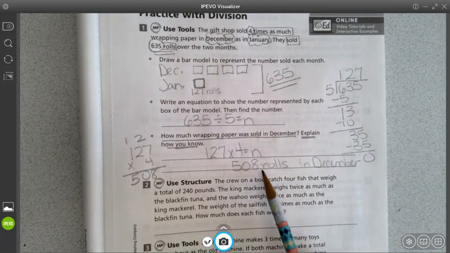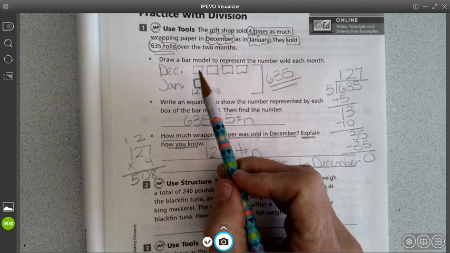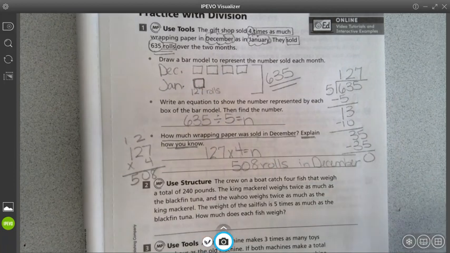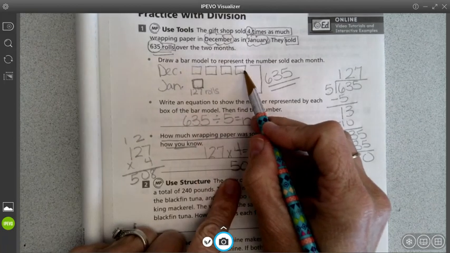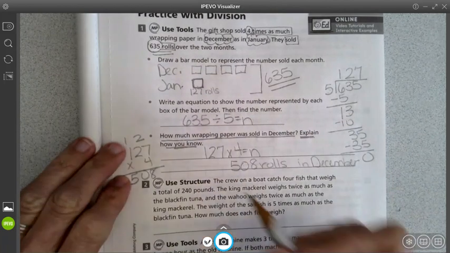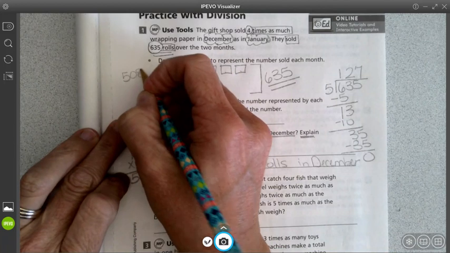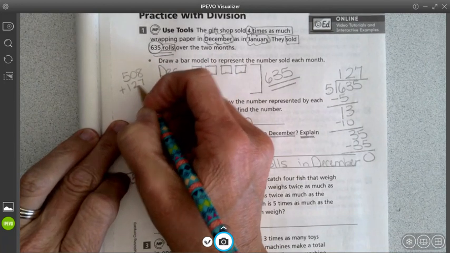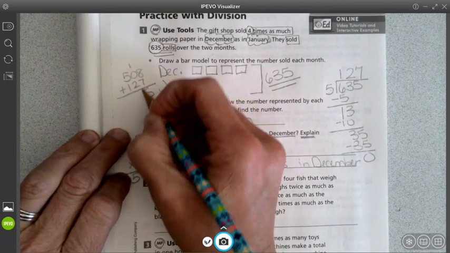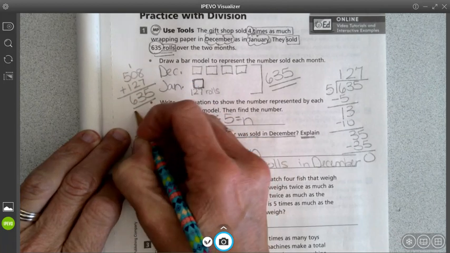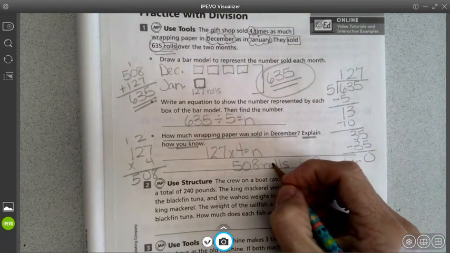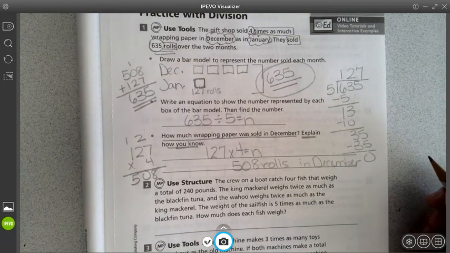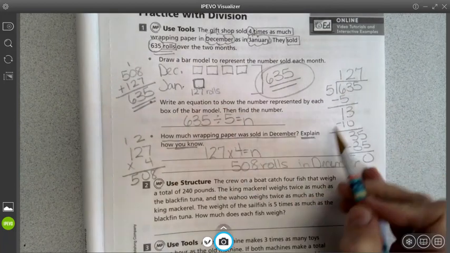Now, I could go back and check if each box in the model represents 127 rolls, 508 for December, 127 for January. 508, 127, 635, that's what we started with. So now I have a way to check and know if I have the right answer. All right, so that's what we did in class today.